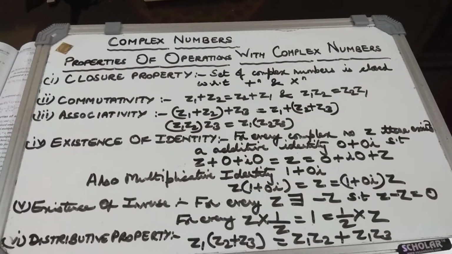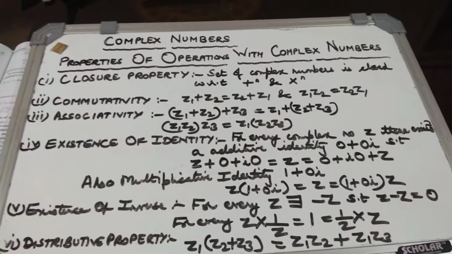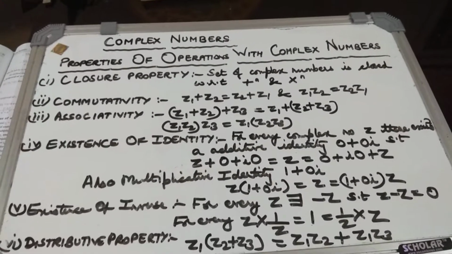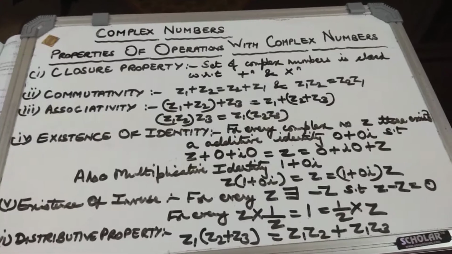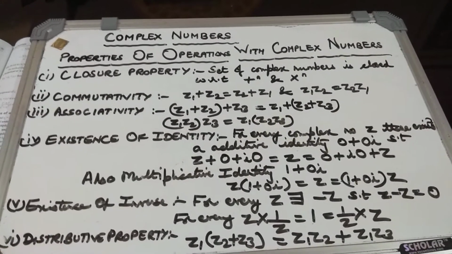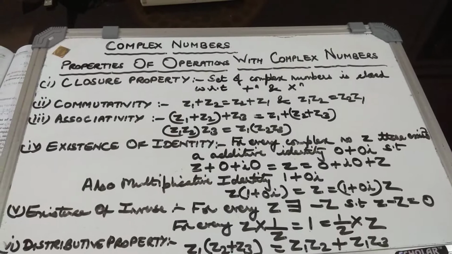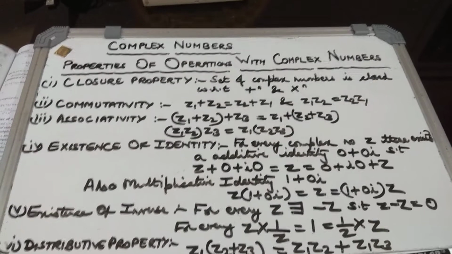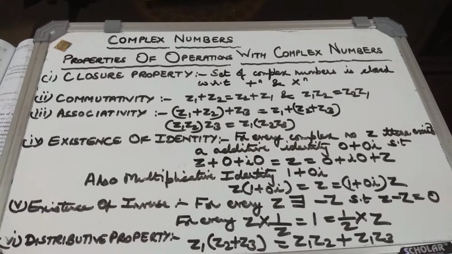Now comes multiplicative identity. Multiplicative identity is 1 plus 0i. So z multiplied by (1 plus 0i) is equal to simply z. Similarly, (1 plus 0i) into z equals z. That is, one side is called left hand identity, the other side is called right hand identity.